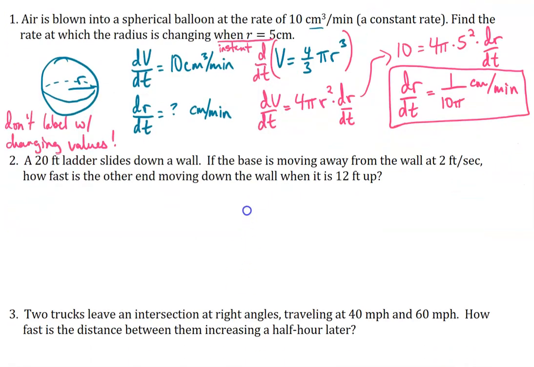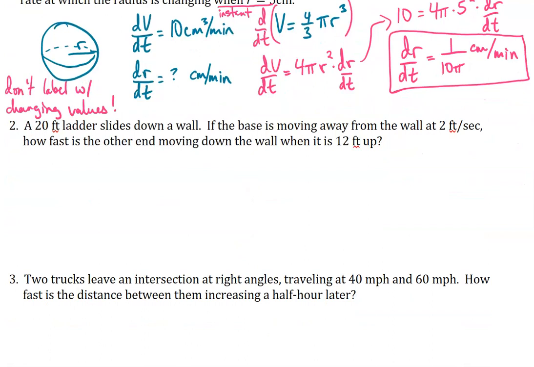Okay? Next one, a 20-foot ladder slides down a wall. The base is moving away from the wall at 2 feet per second, so that's a given rate. How fast is the other end moving down the wall when it is 12 feet up? So, first of all, let's start with a picture. We've got a wall. We can assume that the wall is at a right angle to the floor, and we have a ladder that is leaning up against it. We're told that the ladder is 20 feet long.